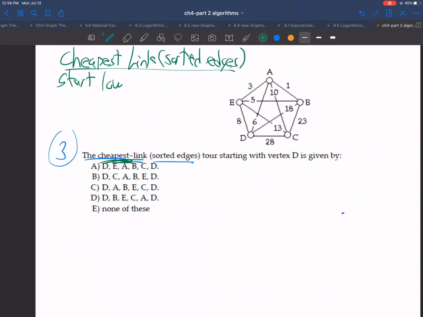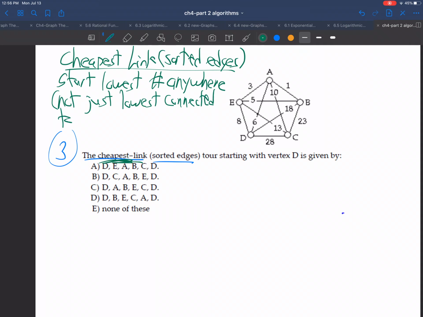Start with the lowest number anywhere. So you grab the lowest number anywhere, not just the lowest connected to A or B, etc. Lowest anywhere. That's the key difference. This says, look, just grab the lowest anywhere. Okay, so what's the lowest anywhere? Well, it's this 1, right? That's the lowest number anywhere, right? So that's your first one.